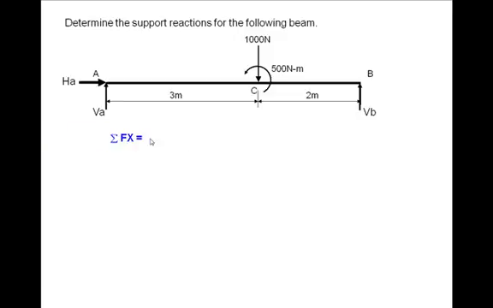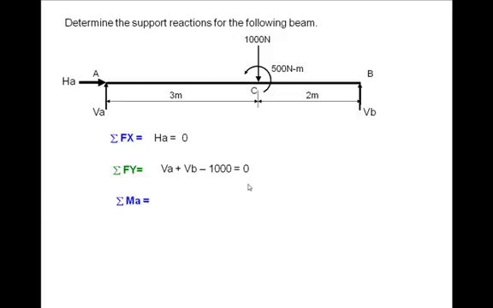First equation, sigma Fx, that should be equal to 0. So I sum up all the forces in the horizontal direction. The only force is HA, and that is equal to 0. Sigma Fy, what I do is I add up all the forces in vertical directions. That is VA, VB and 1000. 1000 is downward, so negative, and that should be equal to 0.